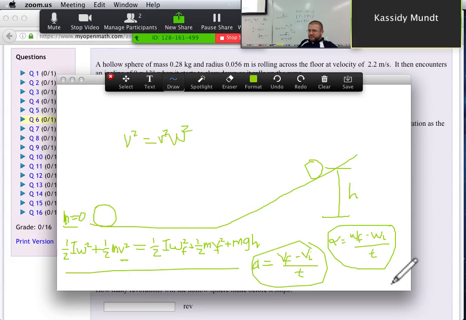Okay, but for the acceleration to work, I'd have to figure out how long it took to stop rolling, right? Oh, it didn't tell you a time. No, it didn't. But you have a distance. Well, do you have a distance? Let's see. It gives us the mass and radius of the hollow sphere, its initial velocity, and the angle of the incline.